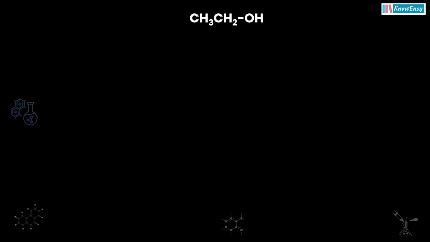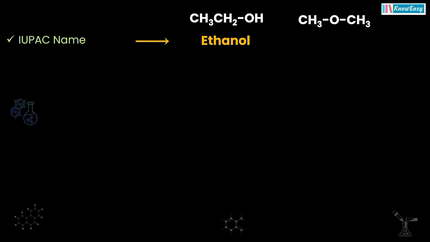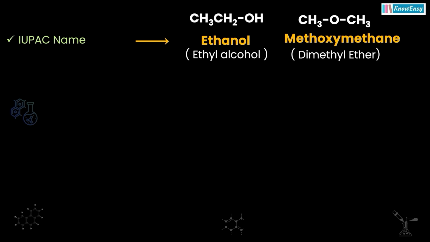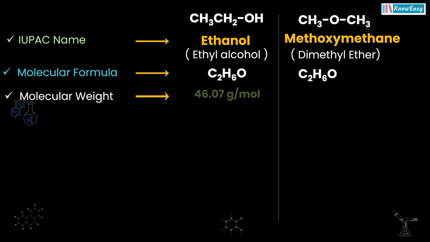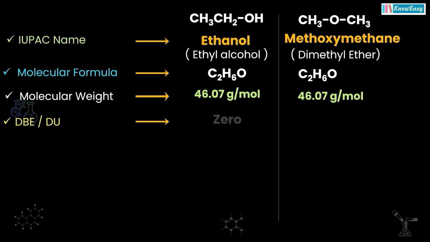Now here we took two different examples. IUPAC name of the first one is ethanol, that is ethyl alcohol, and second one is the methoxymethane, that is dimethyl ether. Both have same molecular formula, that is C2H6O. They both have same molecular weight, that is 46.07 gram per mole. They both have same double bond equivalent, that is 0, as there is no double bond as well as there is no ring in the molecule.